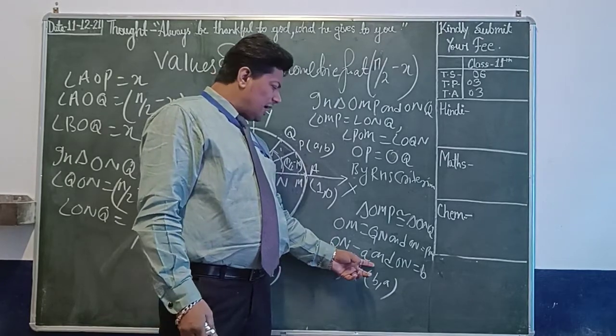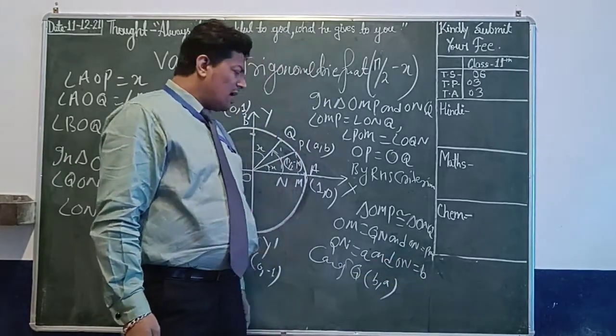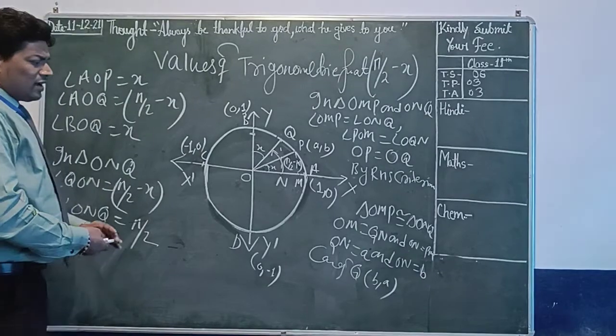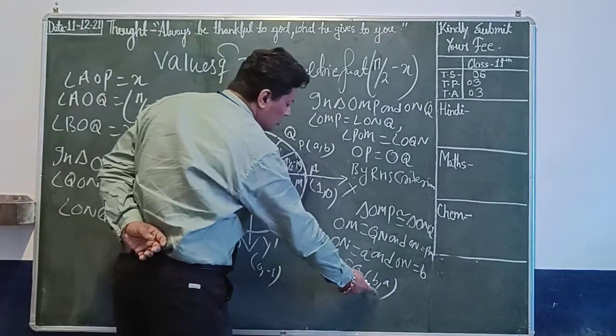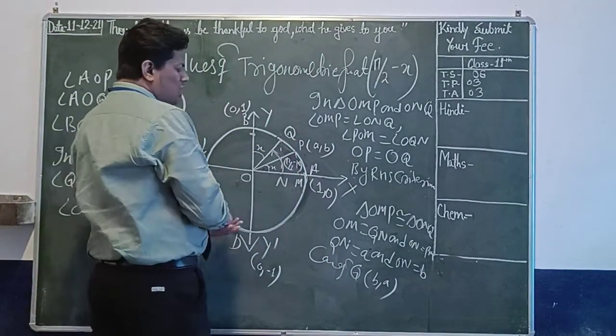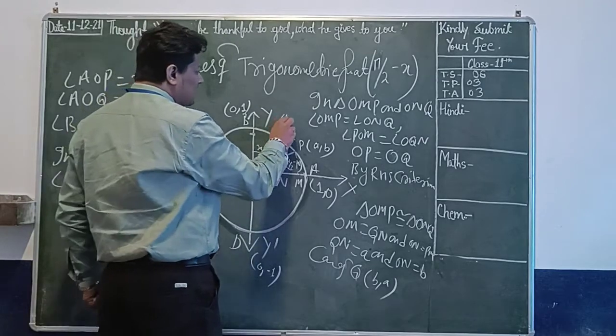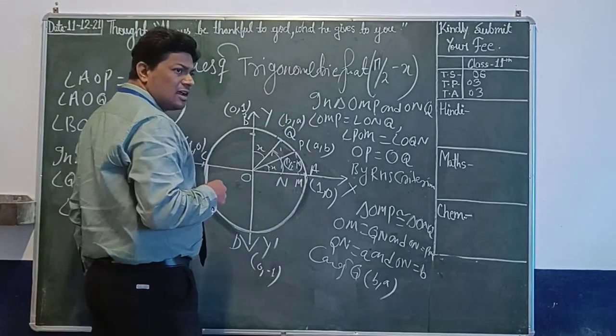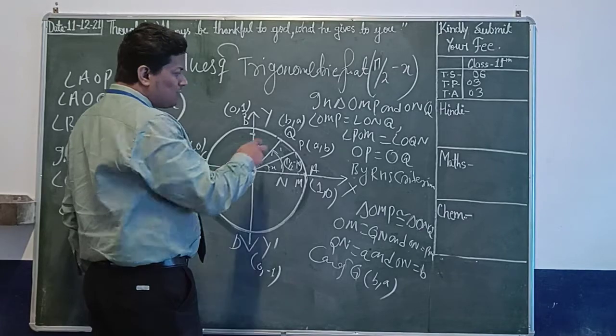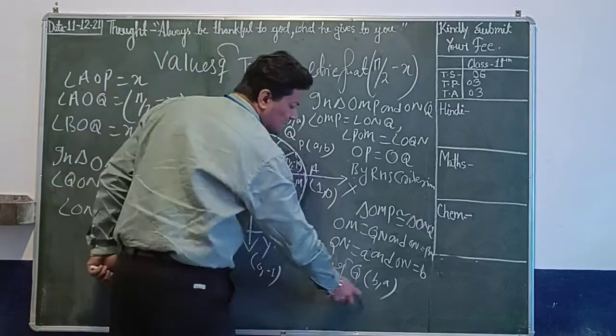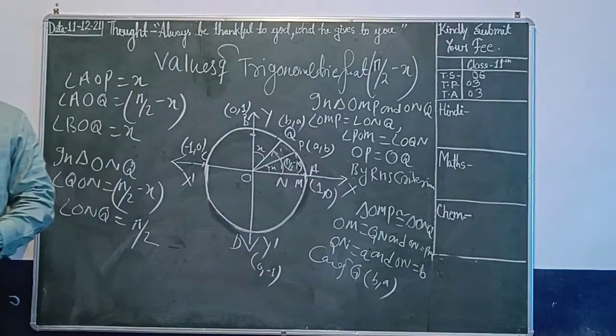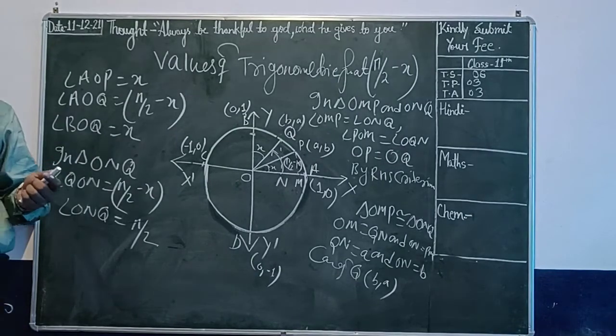So Qn is equal to A and On is equal to B. So the coordinates of Q will be B comma A by this criteria. Is it clear?